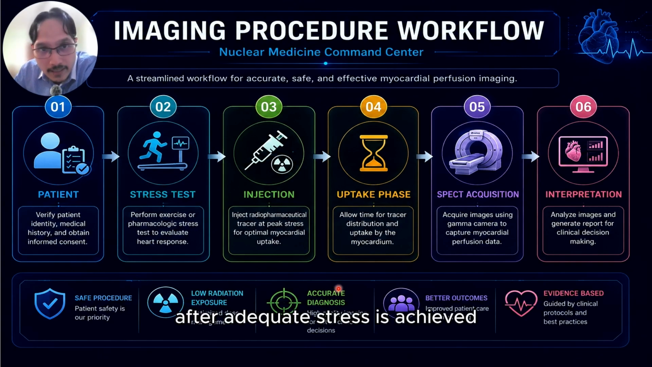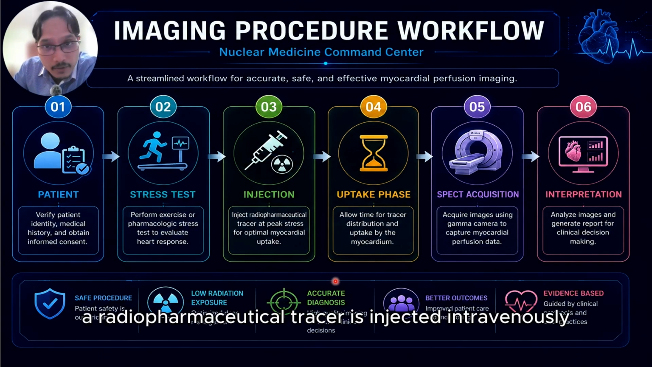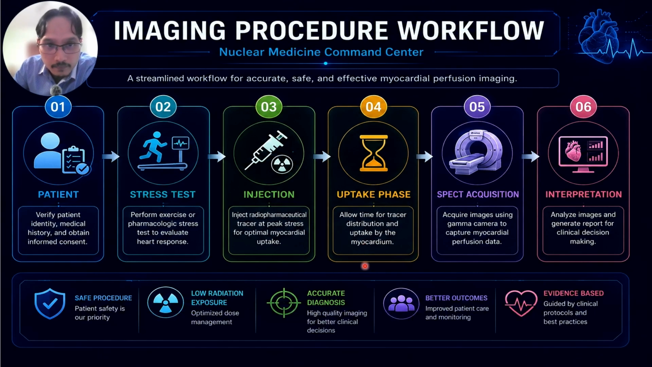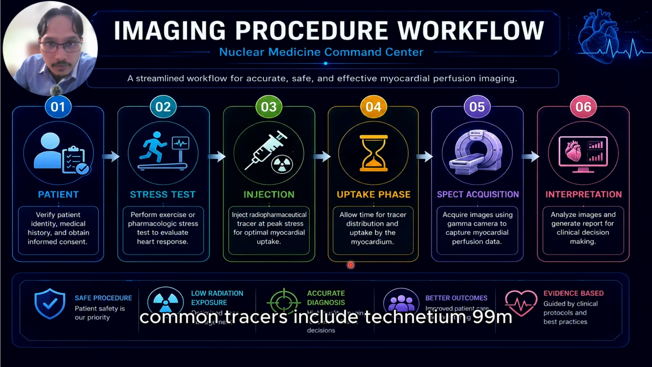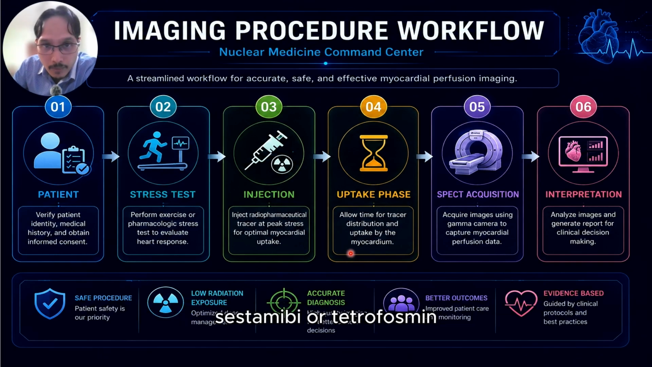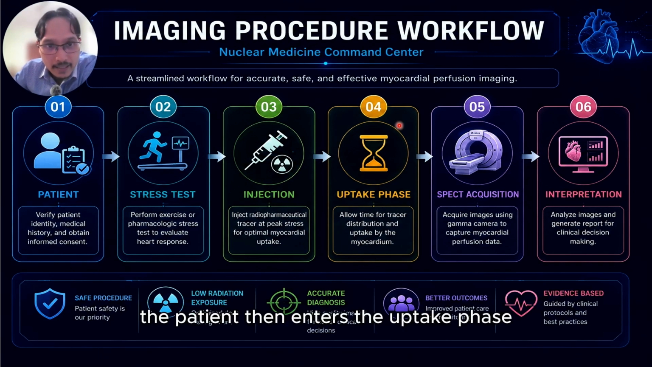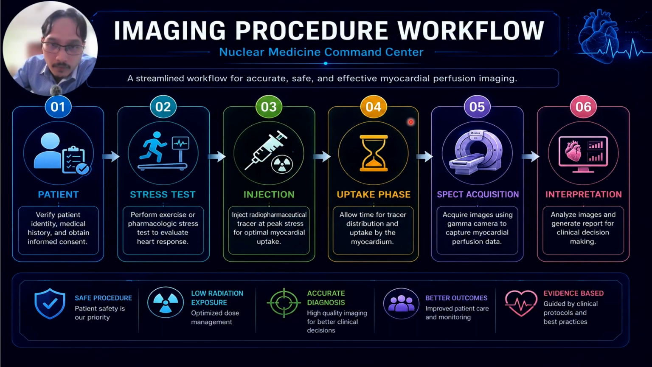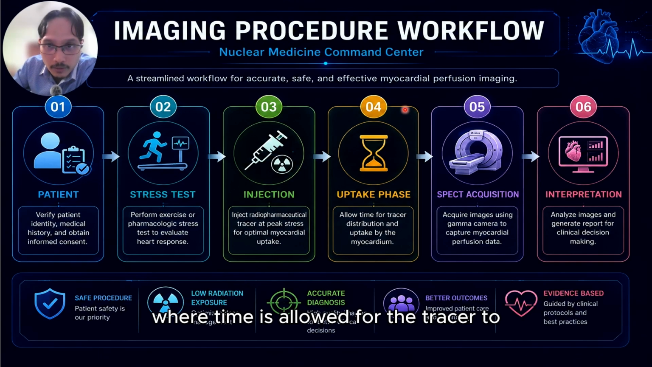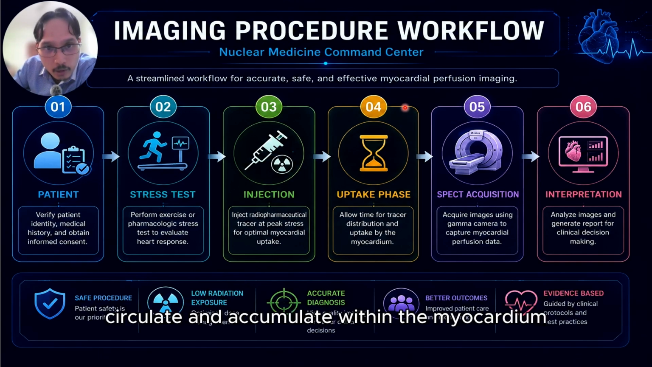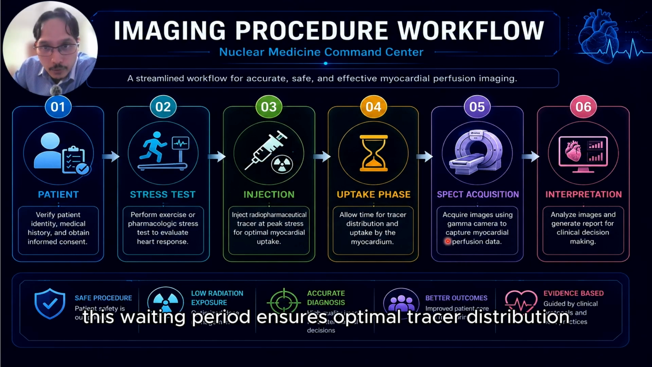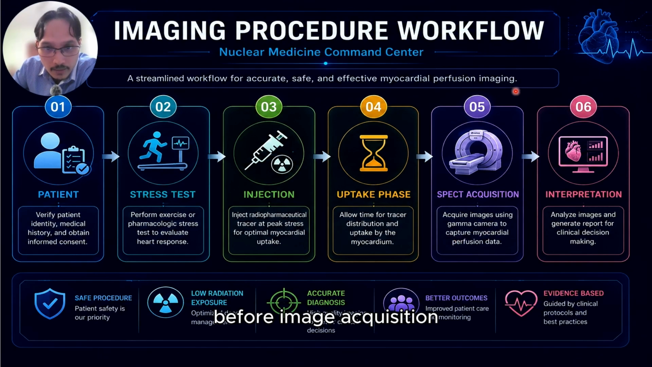After adequate stress is achieved, a radiopharmaceutical tracer is injected intravenously. Common tracers include technetium-99m Sestamibi or Tetrofosmin. The patient then enters the uptake phase, where time is allowed for the tracer to circulate and accumulate within the myocardium. This waiting period ensures optimal tracer distribution before image acquisition.